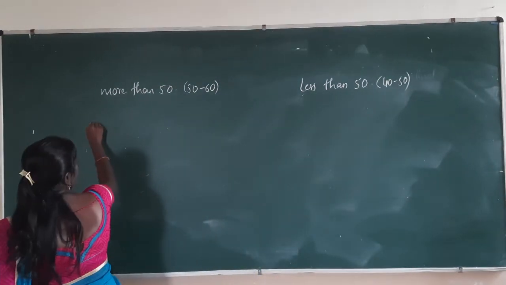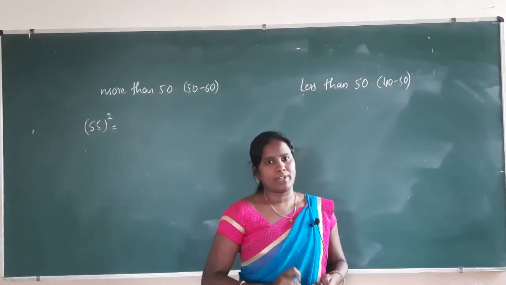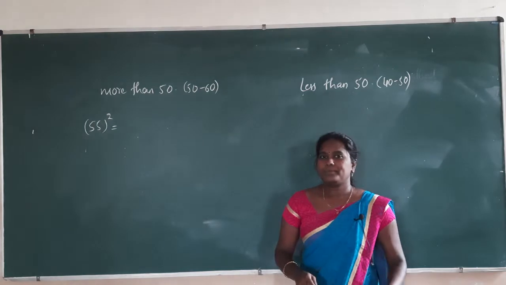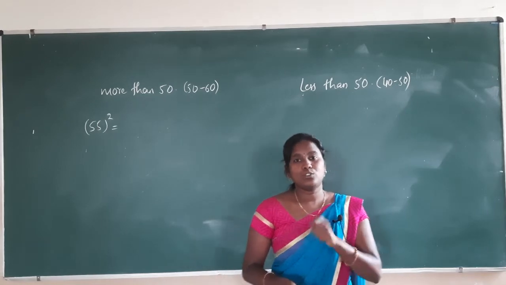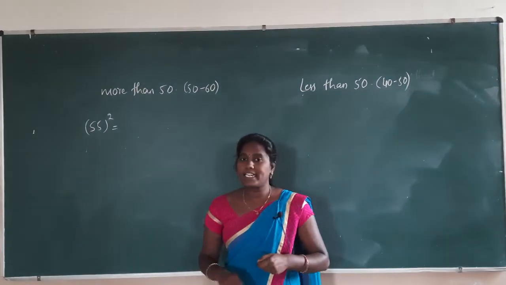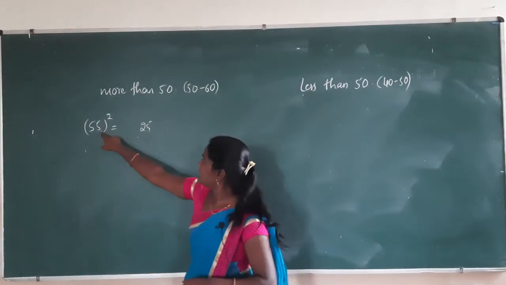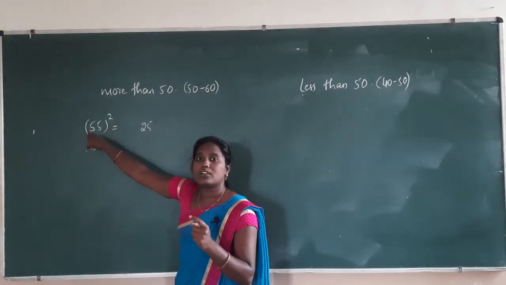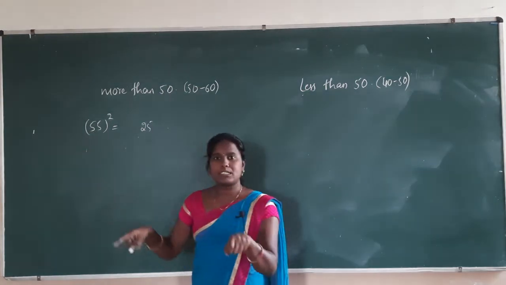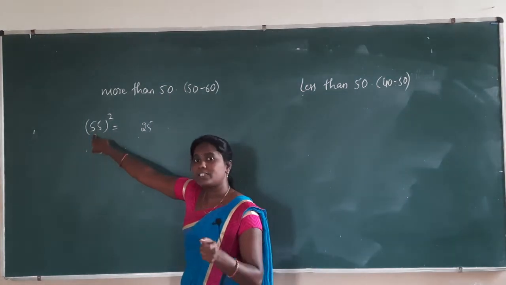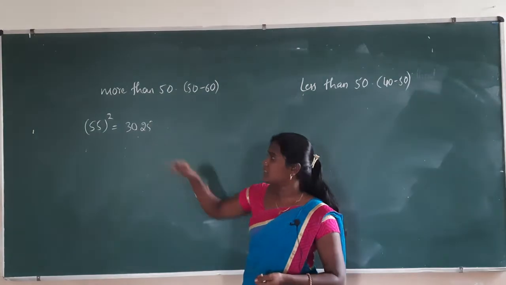See, 55 square I want to take. I want to find the square of 55. How to find the square of 55? Is there any trick for that? Yes, I told you in the last video how to find the square of any number which is ending with 5. That is nothing but 5 square is 25, and the consecutive number of the one in the tens place, that is 5, its consecutive number is 6, 5 sixes are 30. So 55 square is 3025.